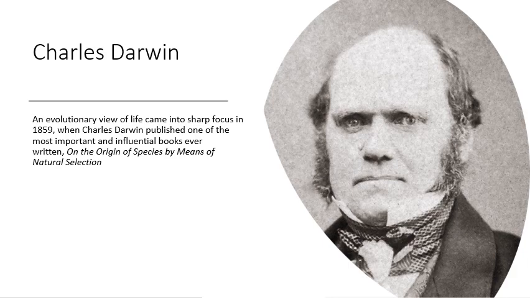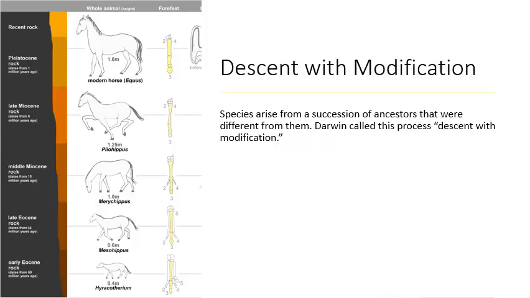We're going to talk a lot about Charles Darwin in Bio 102 and the application of his treatise. But for now, I want to just give you the basics. There was this idea of descent with modification, that species arise from a succession of ancestors that were slightly different from them.